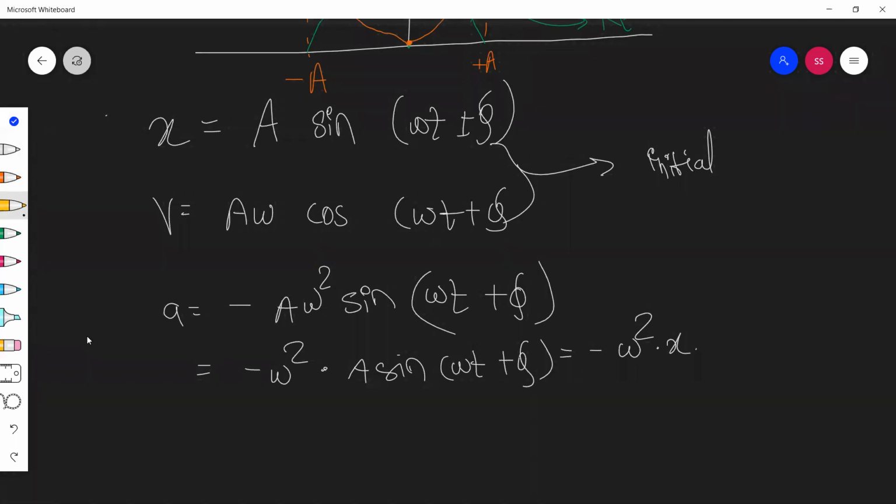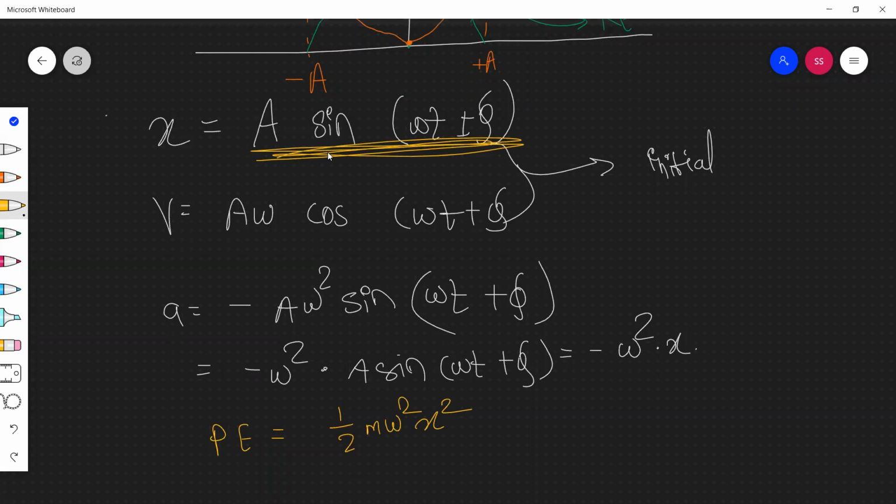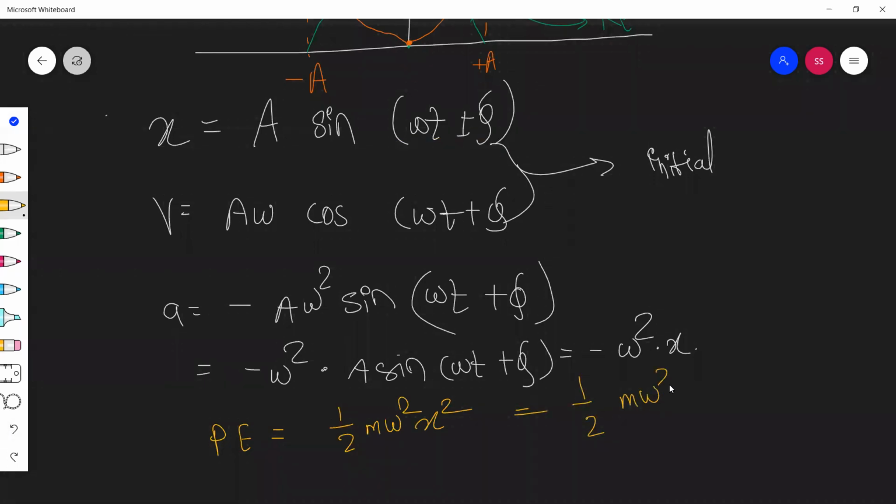Next, the potential energy is given by half m omega square into x square. Put x is equal to a sine of omega t plus phi, and you will get that potential energy is actually half m omega square a square sine square of omega t plus phi.